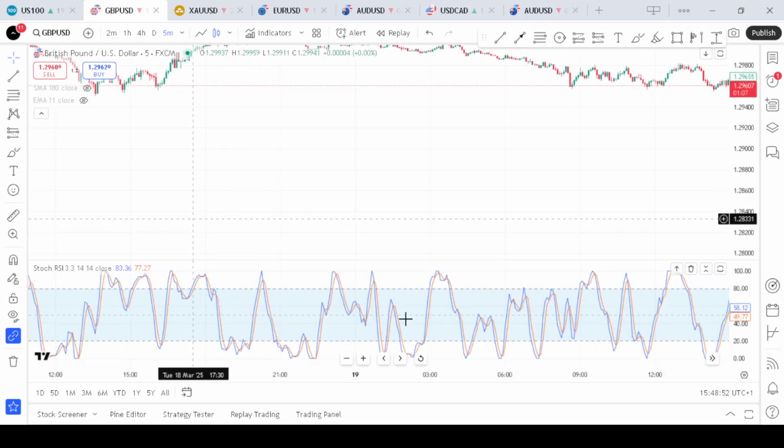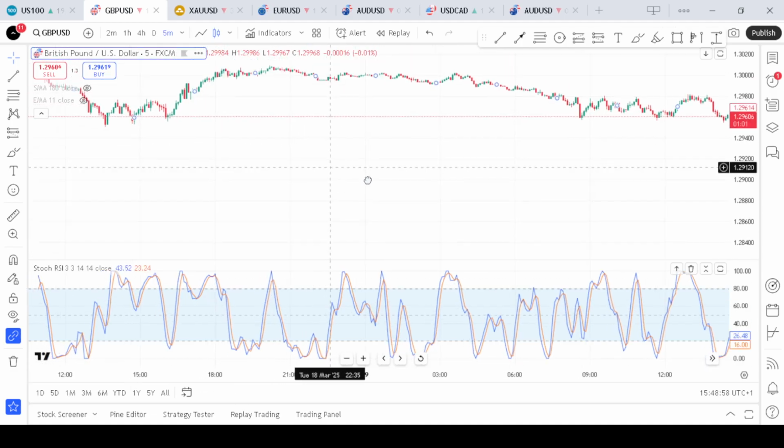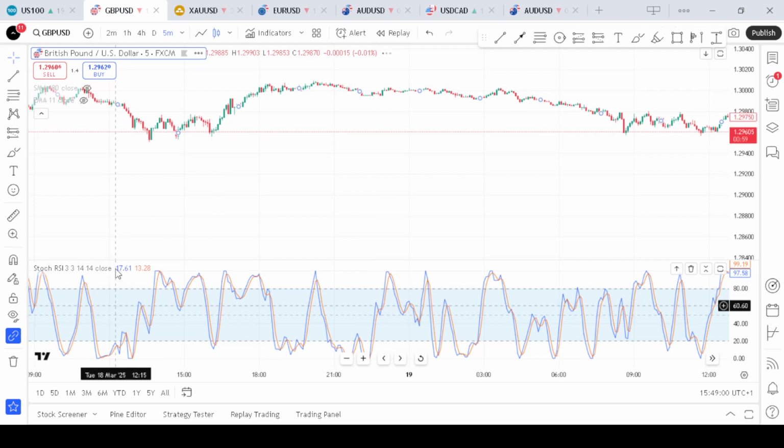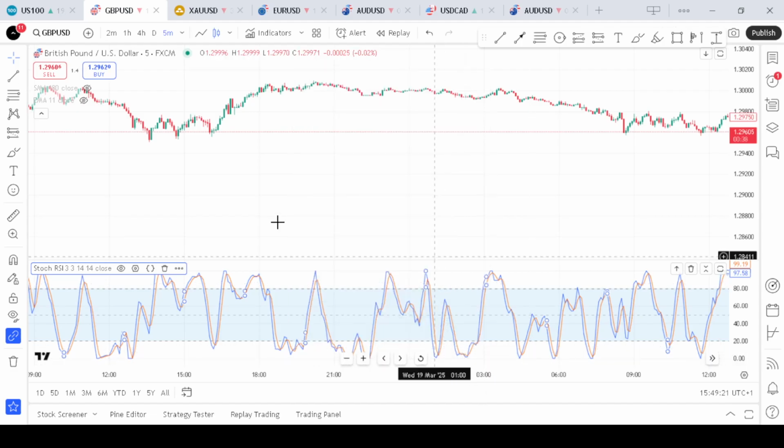The next thing is to apply your Stochastic RSI indicator with the default settings of 14, 3 and 3. Your K line should be 3, your D line should be 3, your RSI length should be 14, and your stochastic length should be 14. So these are basically the default settings you use.